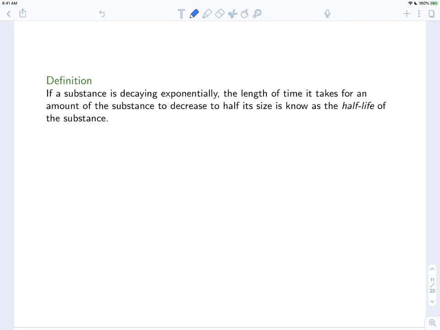Let's look at another definition. This one's related to the one before. A doubling time told us how long it took for a population to double in size. Now we're actually looking at exponential decay instead. So if a substance is decaying exponentially, the length of time it takes for an amount of substance to decrease to half its size is known as the half-life of the substance.